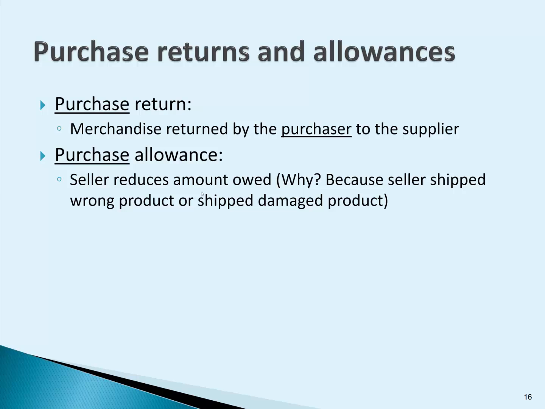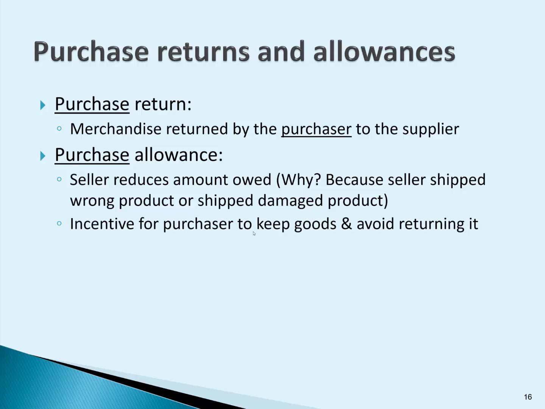So we call up the supplier and we say we want to return this dented washing machine. And to discourage us from returning it, they might say, well, the dent's in the back and it's just superficial. No one's going to see it. Why don't we give you $200 off and you just keep it? When they lower our bill by $200, that's called the purchase allowance. It's an incentive for the purchaser to keep the goods and avoid returning it.